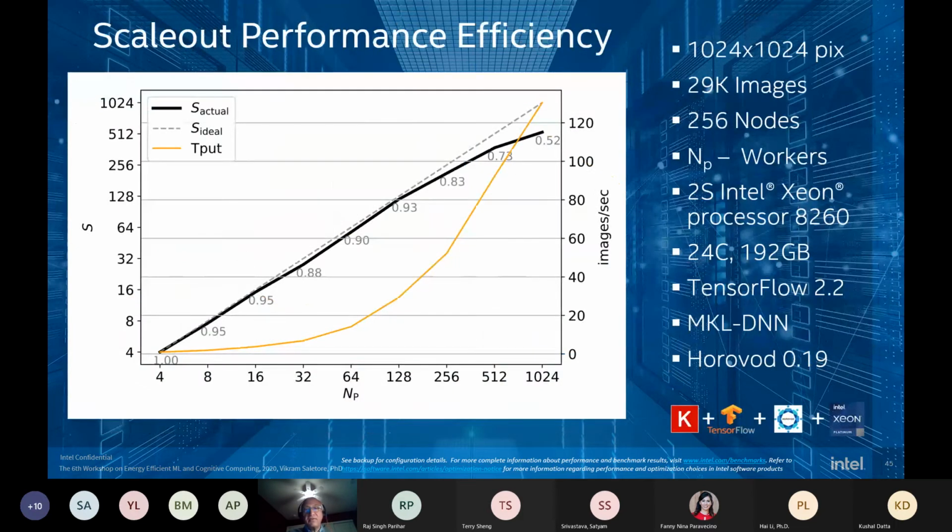We also looked at the scale-out performance efficiency on an Intel Xeon cluster. The total number of images is about 29,000. And as you can see, at 512 workers, which is 4 workers per node or 128 nodes, the efficiency is about 73%. It drops to 52% at 256 nodes.